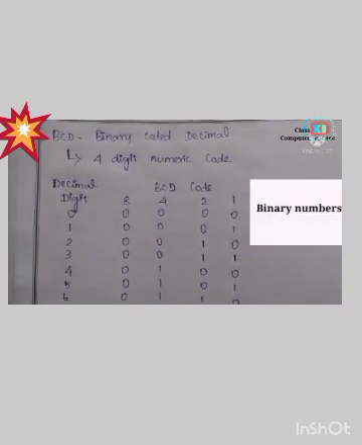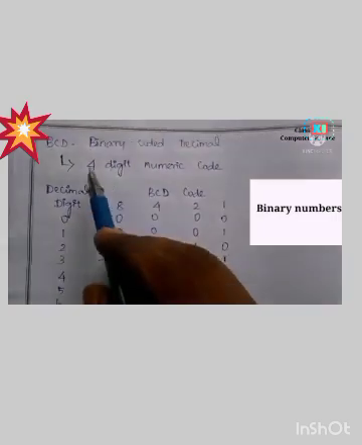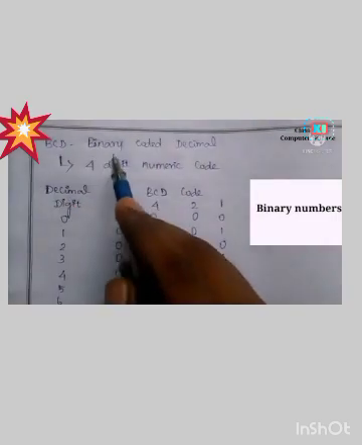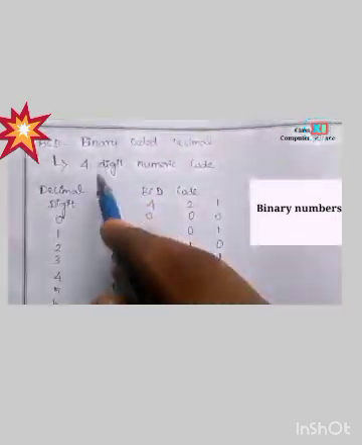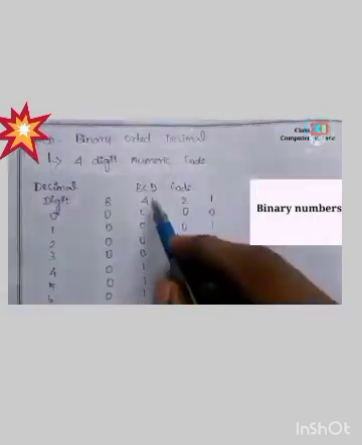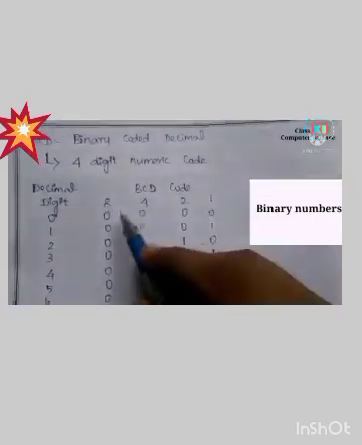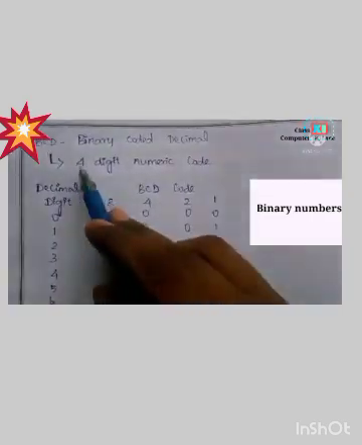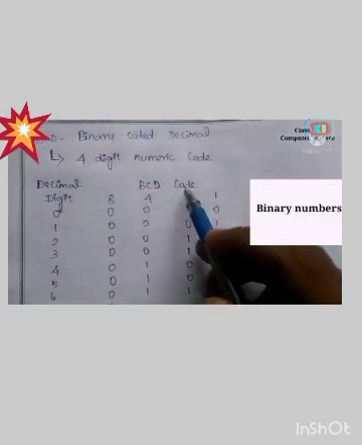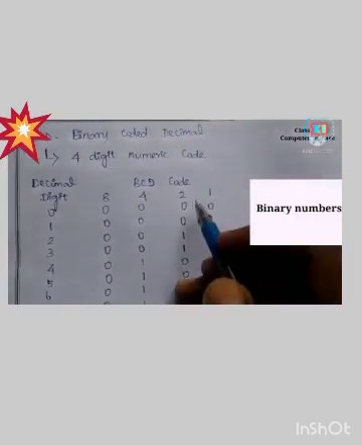First we have to write the positional weights of the binary numbers. The positional weights of binary numbers are 1, 2, 4, 8, 16, 32, like that it will go. Because 2 raised to 0, 2 raised to 1, 2 raised to 2, 2 raised to 3, 2 raised to 4, like that are the positional weights involved in binary numbers. First we have to write 8, 4, 2, 1. Okay, this is the code.